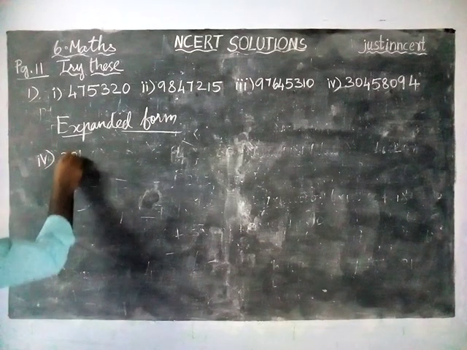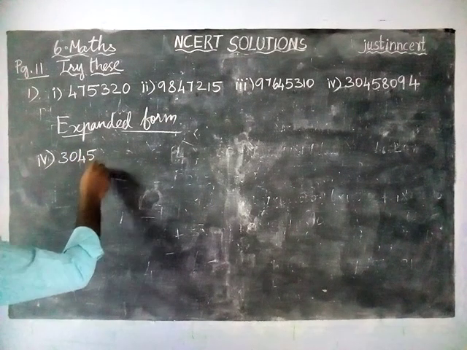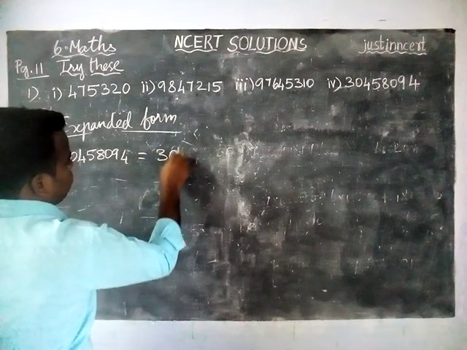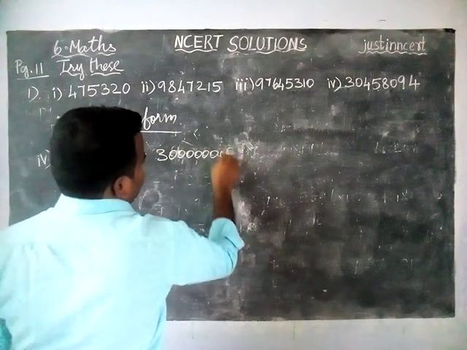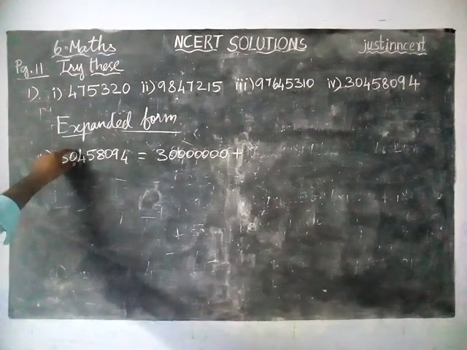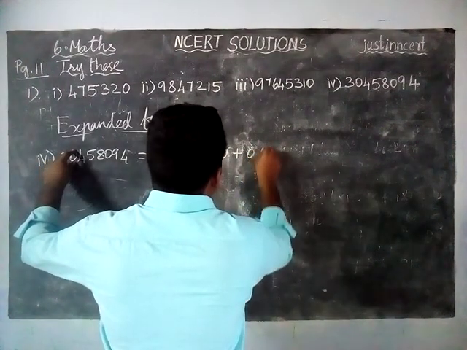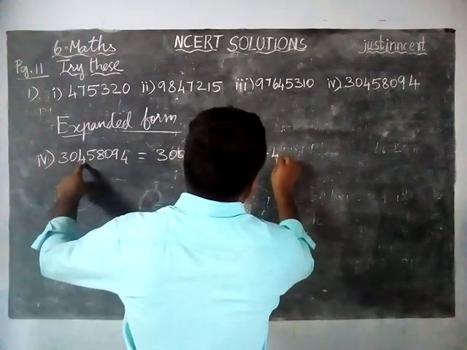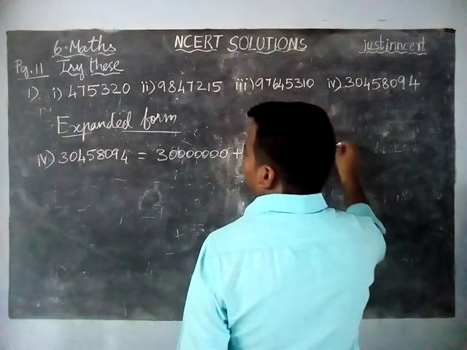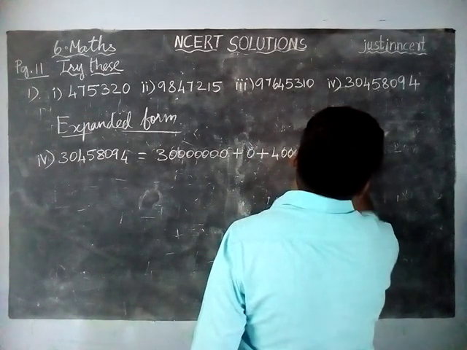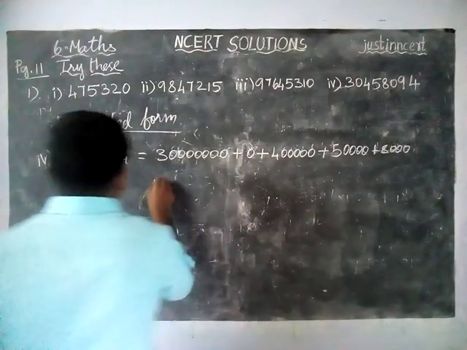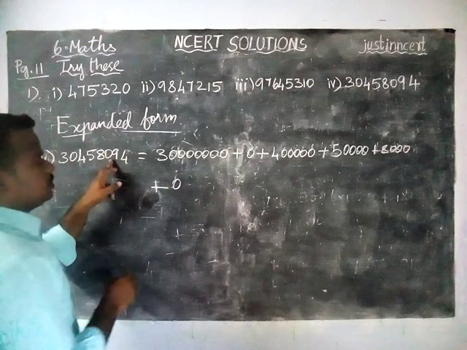Fourth sum, 3 crore. Here we have 10 lakhs place 0, so we don't have any problem. 0 plus 4 lakhs place, 58,000 plus 8,000 plus 0, 100's place is 0.